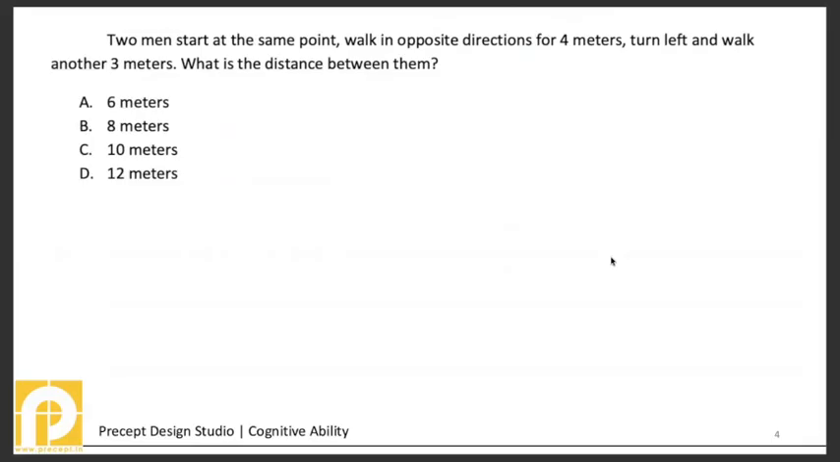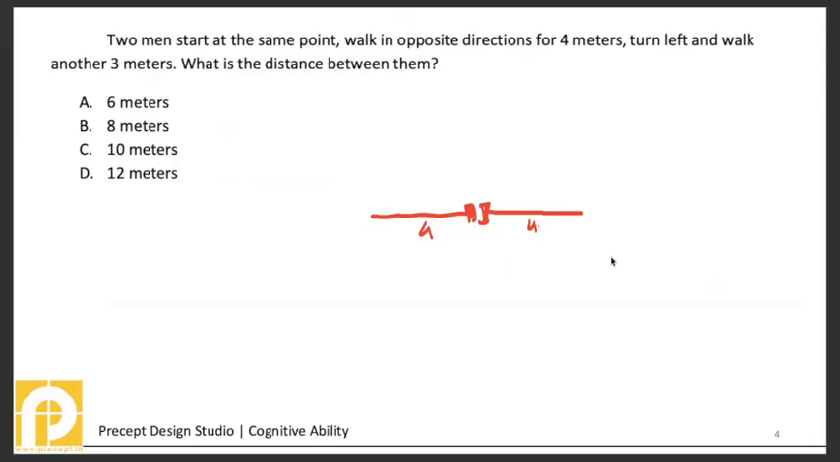Two men start at the same point. They walk in the opposite direction for 4 meters, turn left, and walk another 3 meters. What is the distance between them? Okay, so this is the position of two men who are standing. They walk in the opposite direction. They walk 4 meters, 4 meters. From there, they turn left.